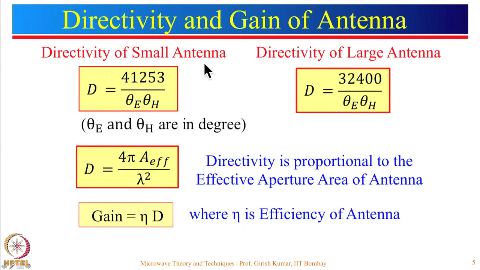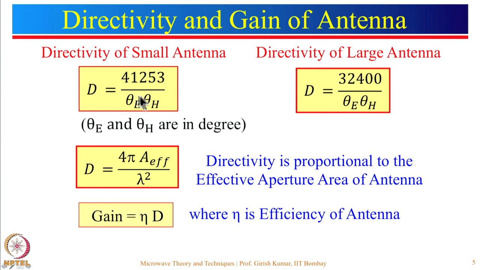So directivity of a small antenna is given by this particular thing over here. Now you might wonder, earlier we had theta E and theta H in radian. Here theta E and theta H are in degree. So what do we do? We simply convert pi radian equal to 180 degree. If you just do the conversion, you will get this particular number.